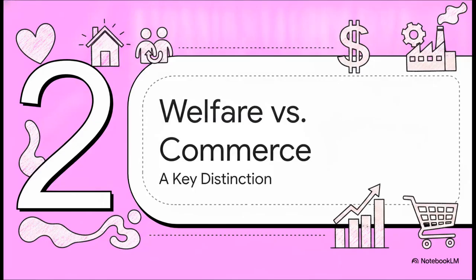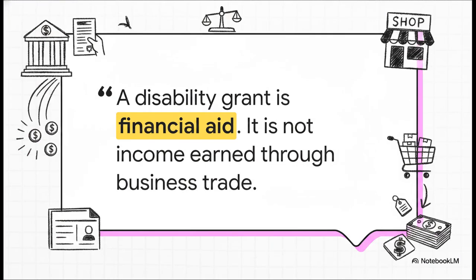Moving right along to Section 2, welfare versus commerce. Now, the crucial point is captured perfectly in this distinction. A disability grant is financial aid from the government. It is not income earned through business trade or labor. A disability grant represents public financial assistance, and because it's aid distributed by the state rather than, say, revenue generated by selling a product or a service, it just simply doesn't fit into the commercial model of income generation. It's apples and oranges, really.